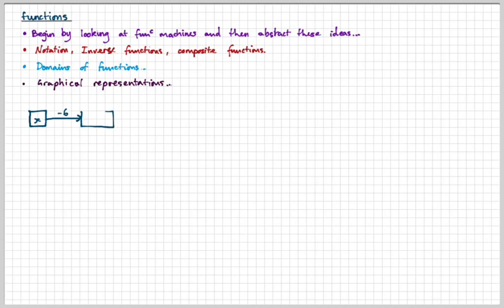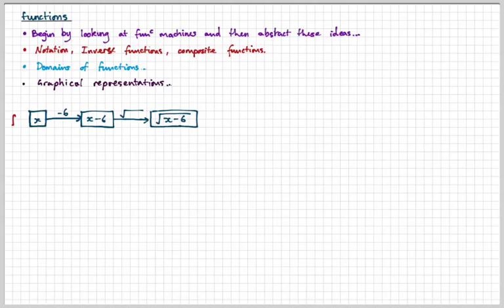Okay, so let's take a function machine like this one. You take x and then you minus 6. So the next thing you would have is x minus 6. And then you square root this. So if you square root x minus 6, you get the square root of x minus 6.